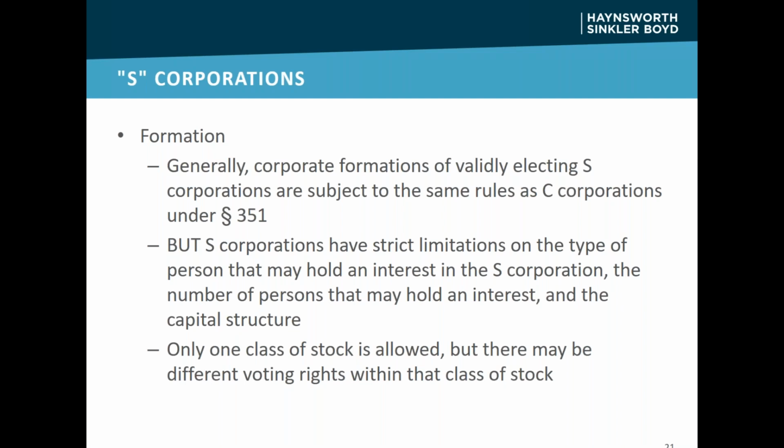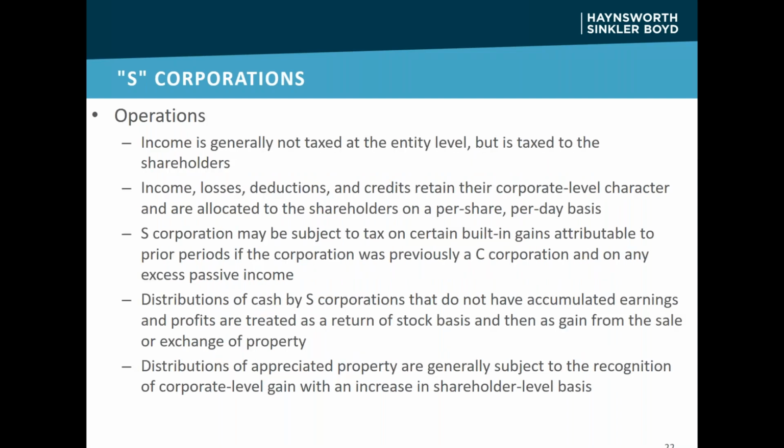Only one class of stock is allowed, but there may be different voting rights within that class of stock. Additionally, S corporations generally cannot have more than 100 shareholders, non-resident shareholders, or non-individual shareholders, which is subject to some exceptions. Generally, income is not taxed at the entity level, but is taxed to the shareholders under a pass-through regime that's based largely on the partnership model under subchapter K that we discussed earlier.